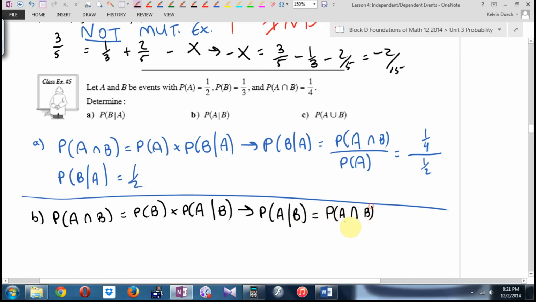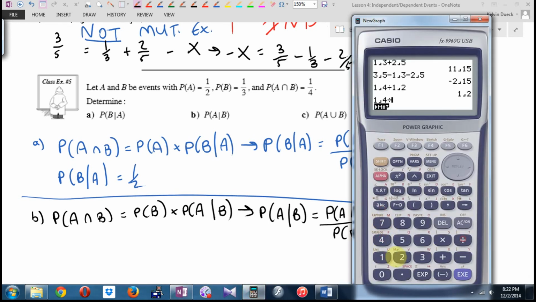A and B divided by the probability of B this time. You'll notice the given one is on the bottom. In fact, that's really how I remember how this particular version of the formula works. If I'm solving for a conditional probability, it's always both and divided by the given one. Both and, 1/4, divided by the given one, 1/3. 1/4 divided by 1/3 is 3/4.